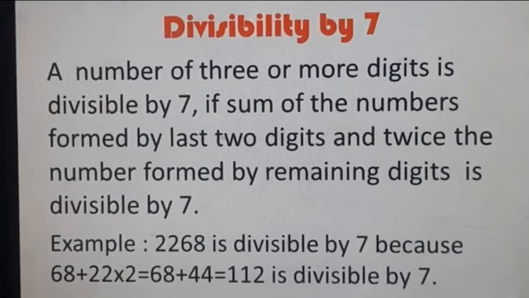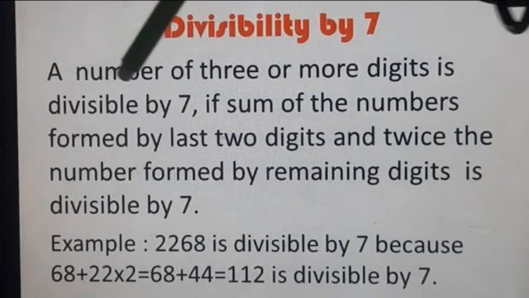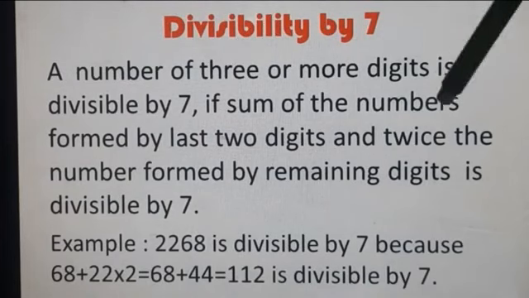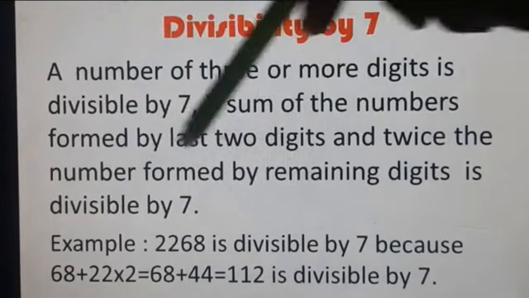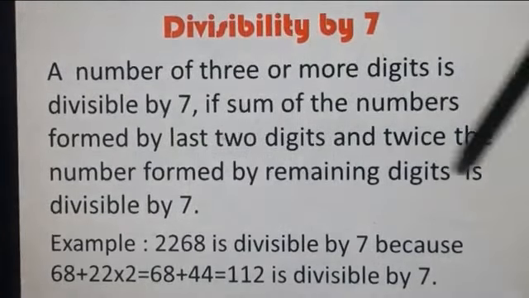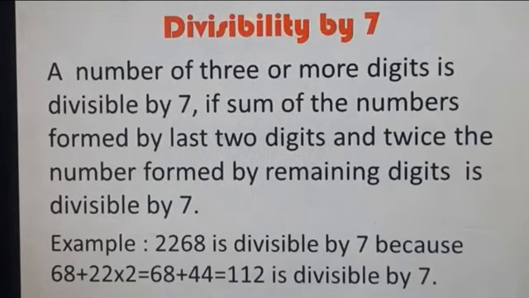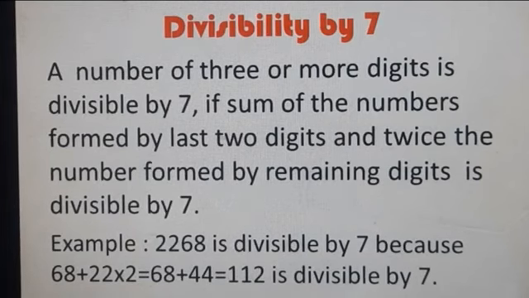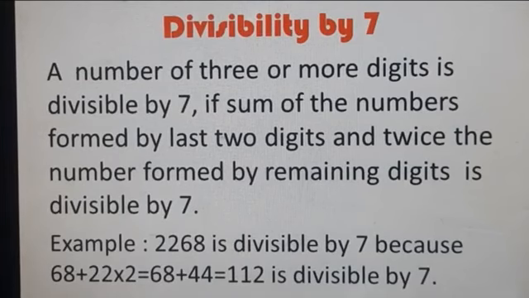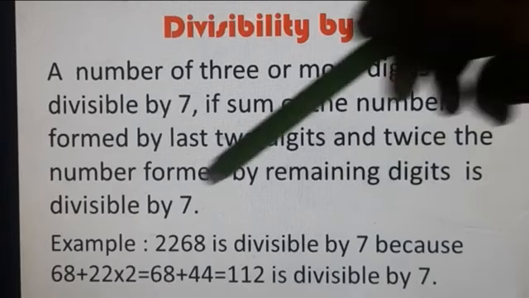Divisibility by 7. A number of 3 or more digits is divisible by 7 if the sum of the number formed by the last 2 digits and twice the number formed by the remaining digits is divisible by 7. It is said in this rule that whatever number is given, first of all we have to check its ones and tens place. What number is formed with that? That number will be added to the double of the remaining digits. See this example.